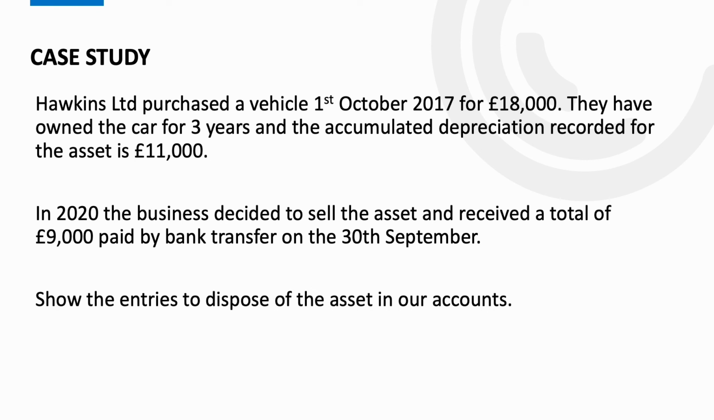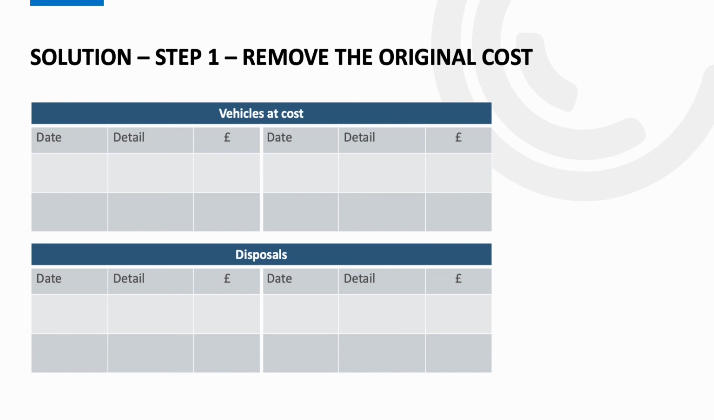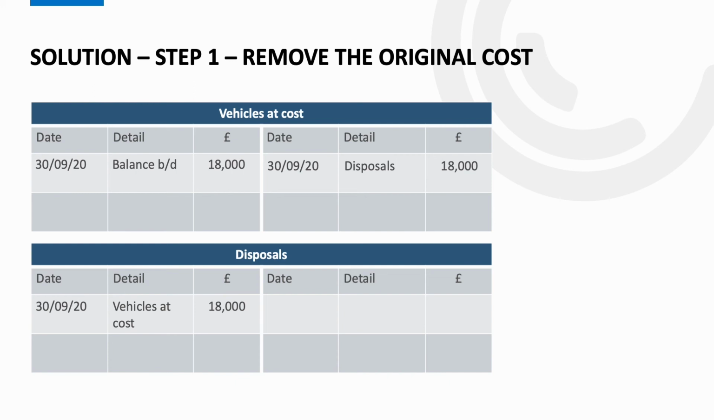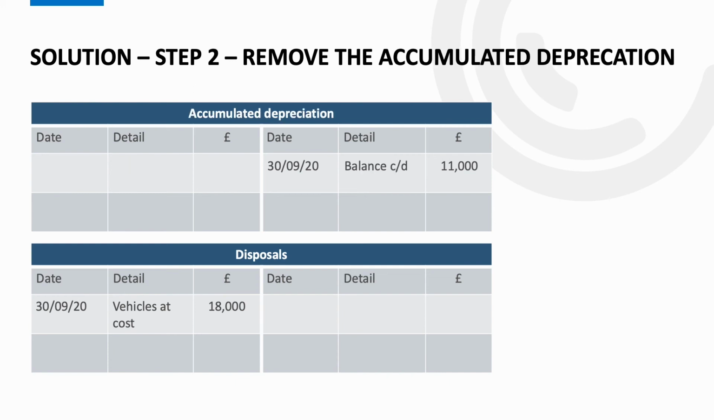The approach to this will be to follow the step-by-step process we've just been through in the previous slides. Step 1. Remove the original cost. The original cost of the vehicle in this case study was £18,000. We therefore credit the vehicle at cost with £18,000 and debit the disposals by £18,000. Step 2. Remove the accumulated depreciation. Now, in this case study, that happens to be £11,000. To remove this, we would debit the accumulated depreciation for £11,000 and credit the disposals for £11,000.